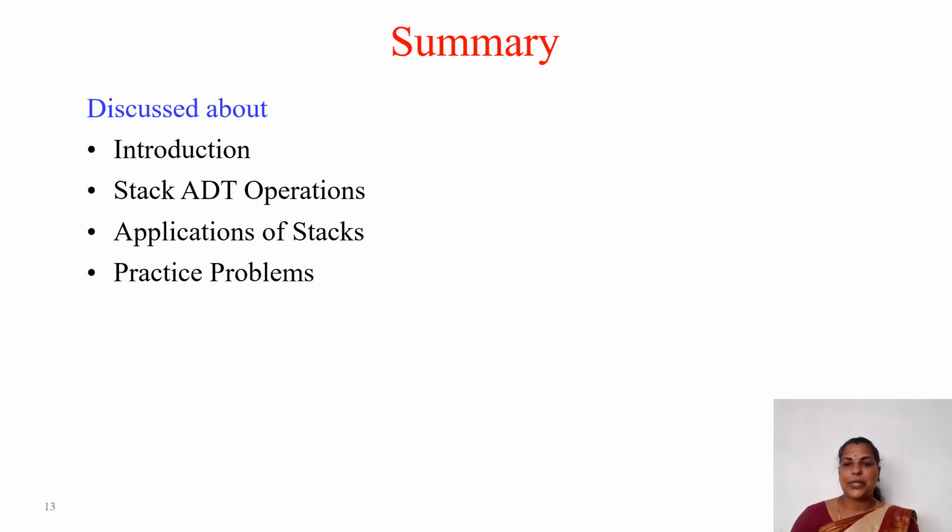So in this presentation, we discussed the introduction to stack data structures. Then we discussed the stack abstract data type operations. Then we discussed some of the applications of stacks. And I have given you 6 problems to practice based on the applications of stacks.